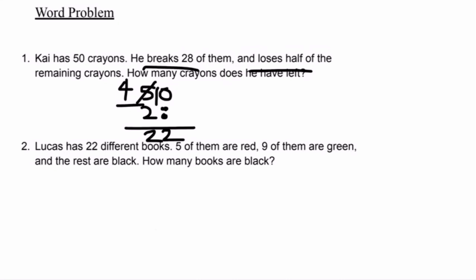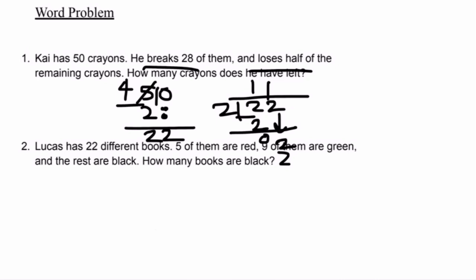However, he loses half of the remaining crayons. That means we need to divide 22 divided by 2. 2 goes into 2 one time. 2 minus 2 equals 0. We bring down 2. 2 goes into 2 one time again. 2 minus 2 equals 0. Therefore, after losing half of the remaining crayons, Kai should have a total of 11 crayons after breaking 28 of his 50 and losing half of his remaining.